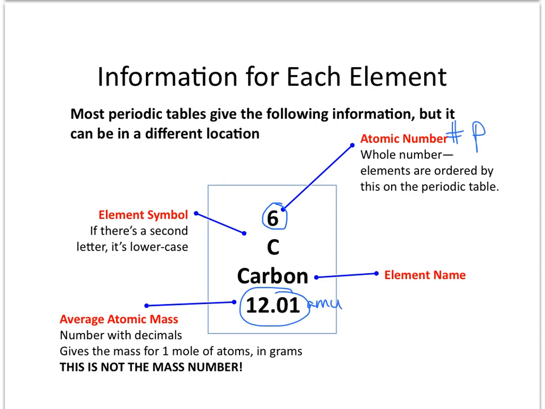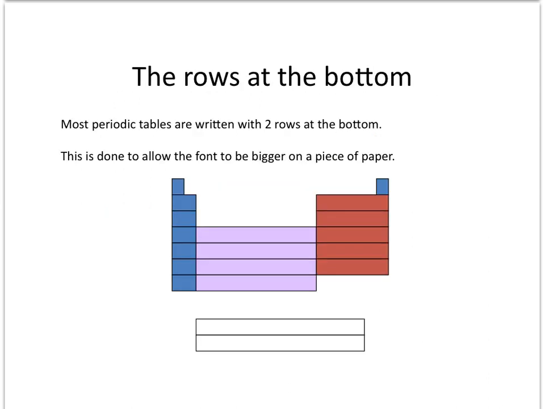And if we talk about 1 mole of atoms, we then can say that, say, 1 mole of carbon atoms, which is 6 billion trillion carbon atoms, would be equal to 12.01 grams. We've got, of course, the element symbol and the name. Other information can be put on the table, but these are just the 4 basic informational pieces that you usually find. When you looked at the periodic table, you noticed that there were 2 rows down at the bottom.